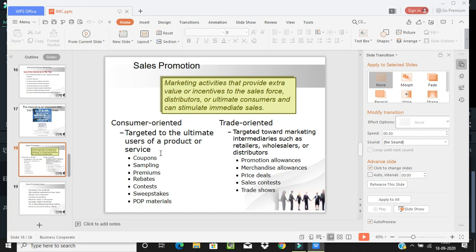In consumer oriented, it is targeted to the ultimate users of a product or service. What are the things the consumer will get? Coupons will be there, sampling will be there, premiums will be there, rebates will be there, contests will be there, sweepstakes will be there, POP materials will be there. Coming to the trade oriented, targeted toward marketing intermediaries such as retailers, wholesalers, or distributors. Promotional allowances, merchandise allowances, price deals, sales contests, trade shows.